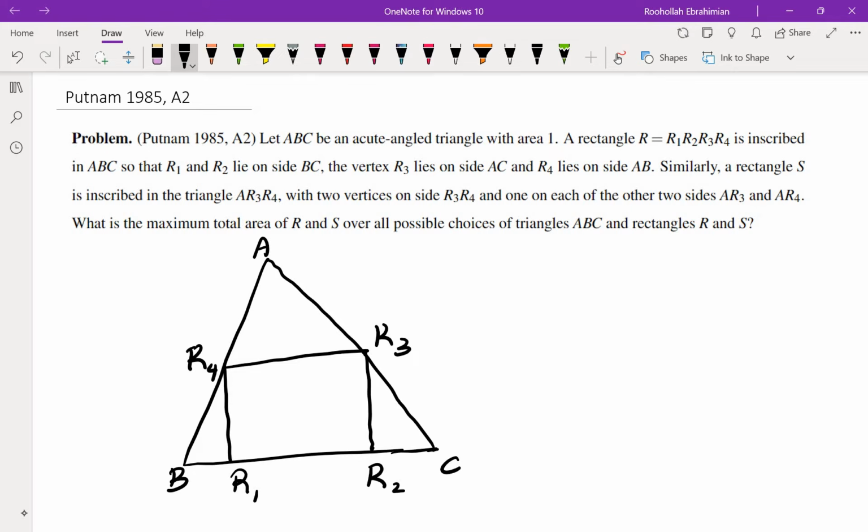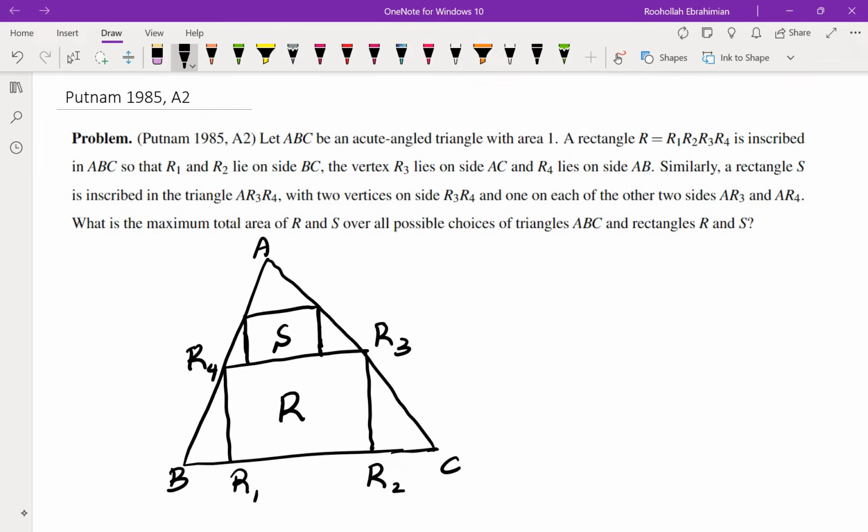Similarly, a rectangle S is formed inscribed in triangle A R3 R4, so this would be rectangle S, with two vertices on side R3 R4, and the other two vertices on AR3 and AR4, and we want to find the maximum area of S plus R. What is the maximum area over all possible choices of the rectangles and the triangle? Okay, so that is the question.